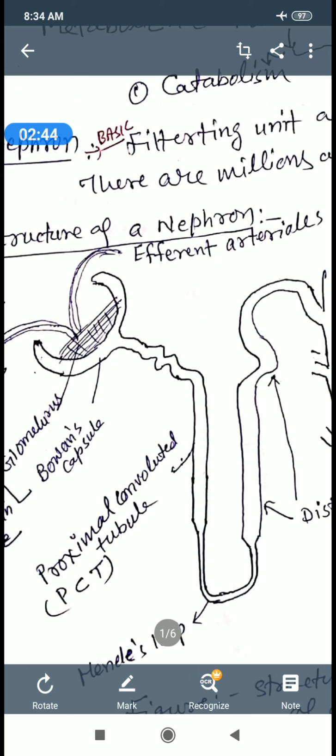Afferent arterioles supply blood to the glomerulus, due to blood pressure, the force of blood, and after filtering it goes out. That is, the filtrate goes through efferent arterioles to the tubules, under the tubular processes.